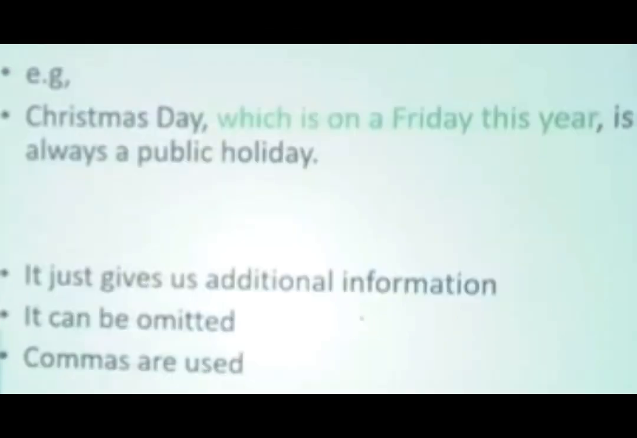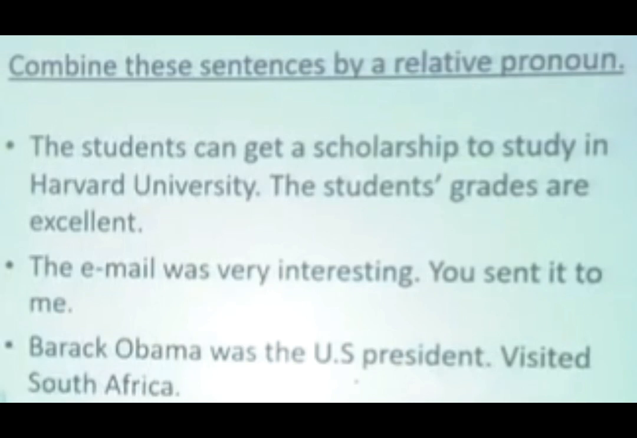Have a look at this. Christmas Day, which is on a Friday this year, is always a public holiday. So for example, this, which is on a Friday this year, is a non-defining clause. It is not important. I can do without it. I can read Christmas Day is always a public holiday. That's the information I need here. It just gives us additional information about Christmas Day. In this case, it can be omitted. Commas are used, or they should be used in this case.